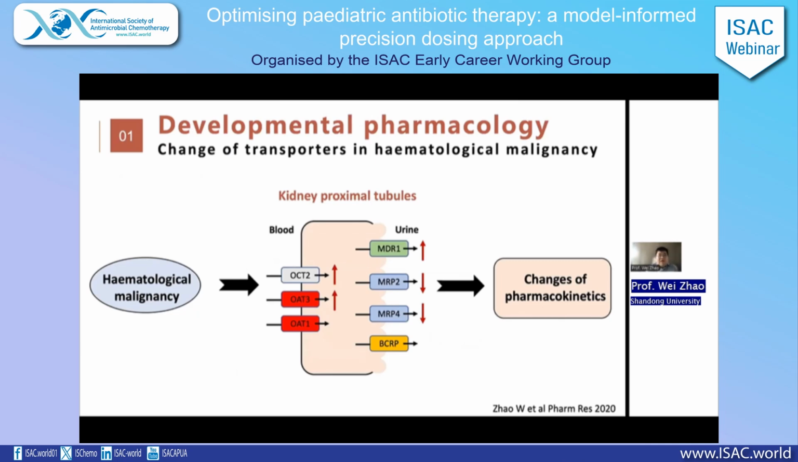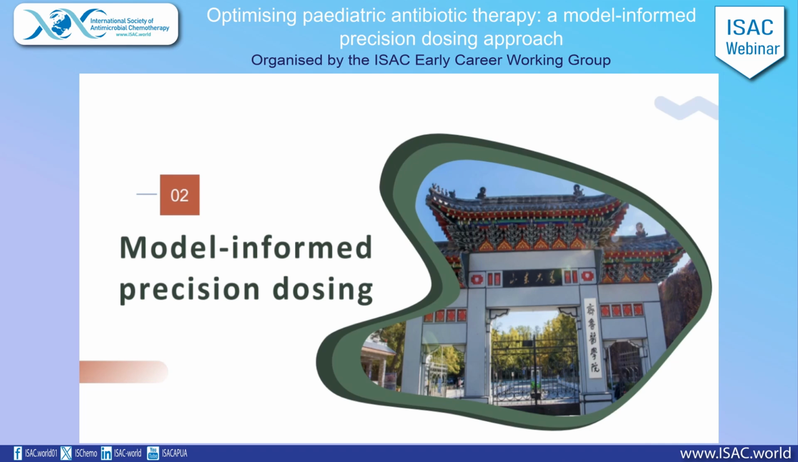And for this phenomenon, we have also done some mechanism research to explain why in leukemia patients we have very low concentration. We have shown in leukemia mice that the transporters, for example OCT2 and OAT3, have higher activity compared to the normal population. MDR1 is increased, and for MRP2 and MRP4 the activity is decreased. All these changes in the transporters in leukemia patients result in changes of the PK and thus the PD. So in the first part we show that maturation and disease have a fundamental role in developmental PK and PD in children.